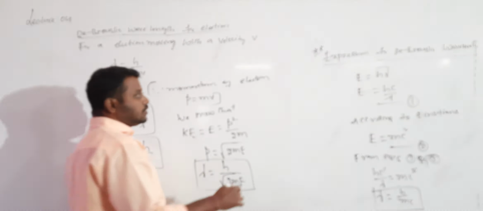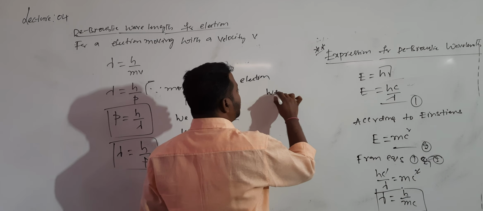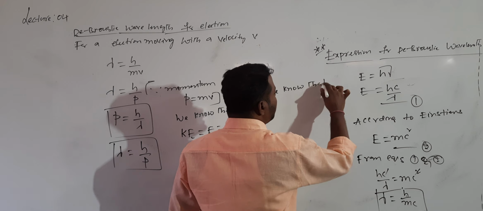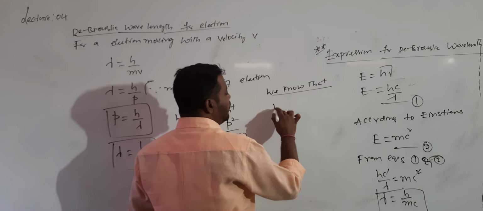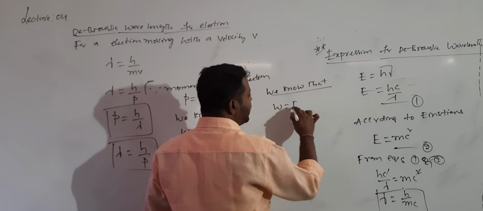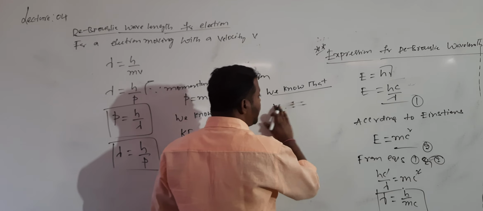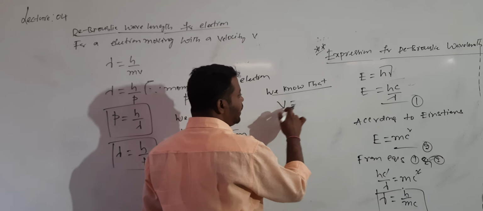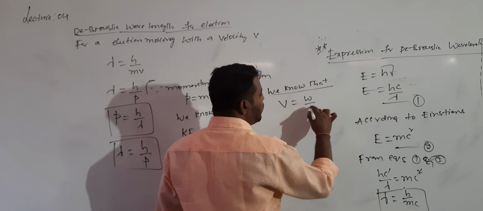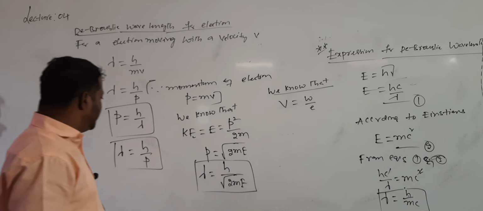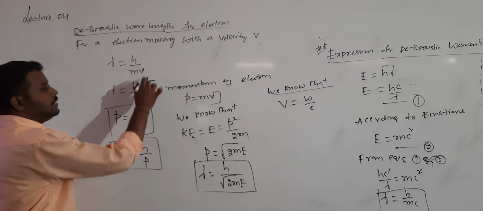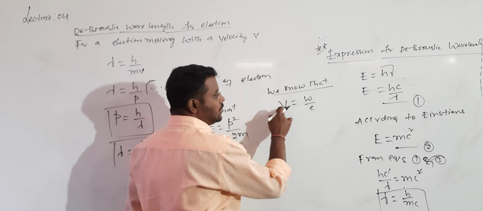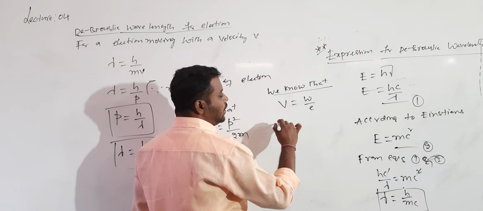One more important point: we know that the work done will be equal to the kinetic energy. What is the formula for potential? When an electron is accelerated by a potential V, V is equal to W by e. This is small v and here it is capital V. We know that the potential is the work done for accelerating the electron.